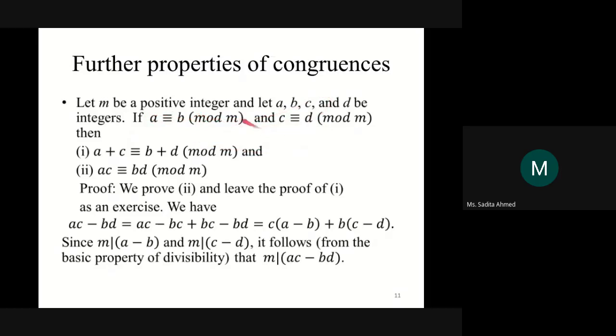But in no way are we multiplying these two expressions. No, there is a mod. It doesn't work like that. It's not that simple, okay? And as you can see, the mod m part doesn't change. So it's not that simple. So let's go ahead and try to prove this: ac is congruent with bd mod m.